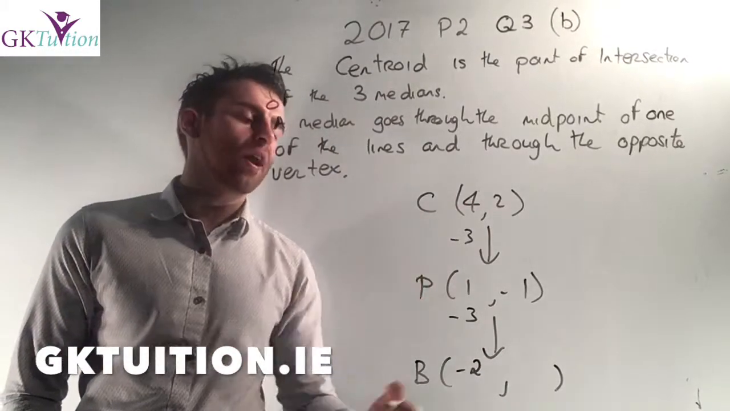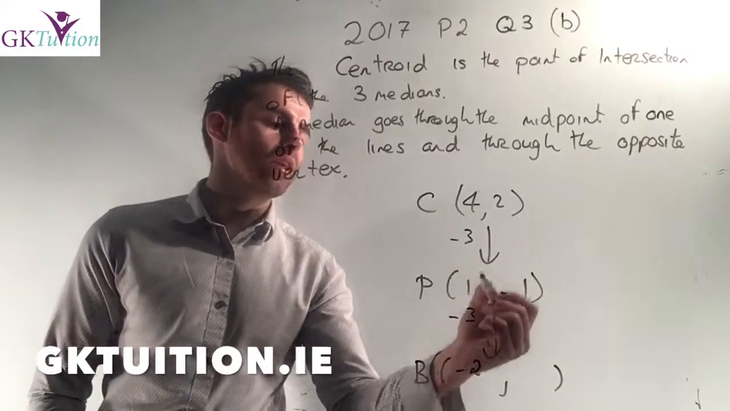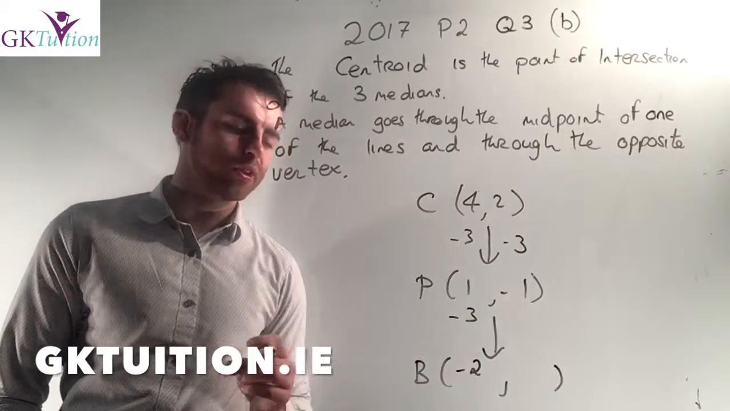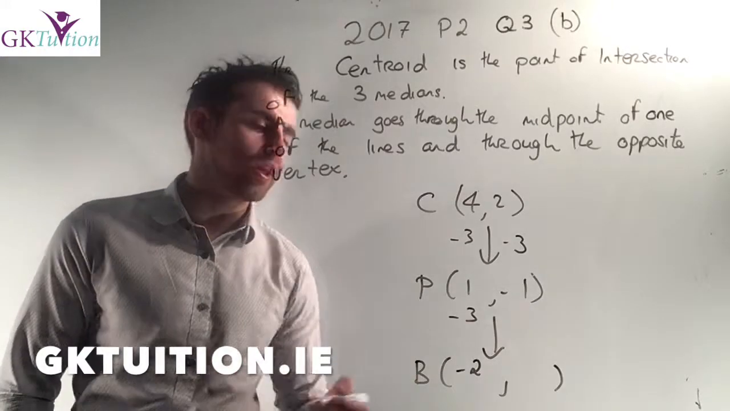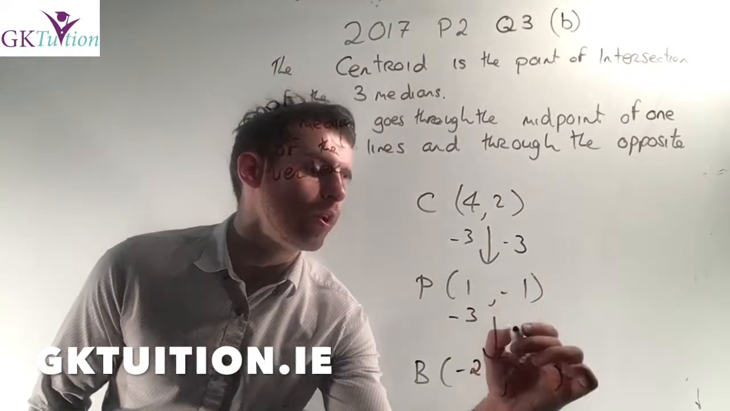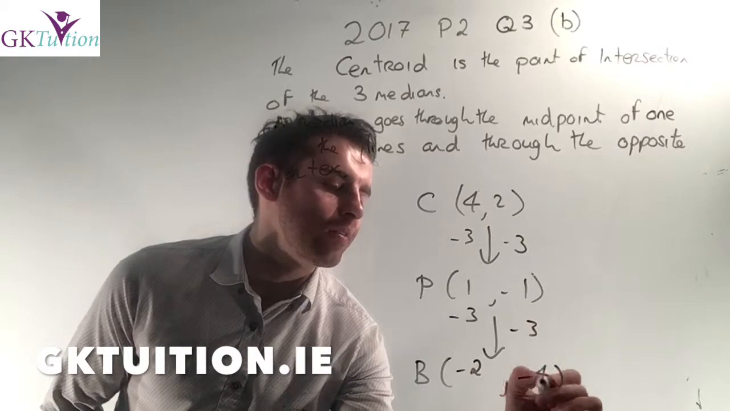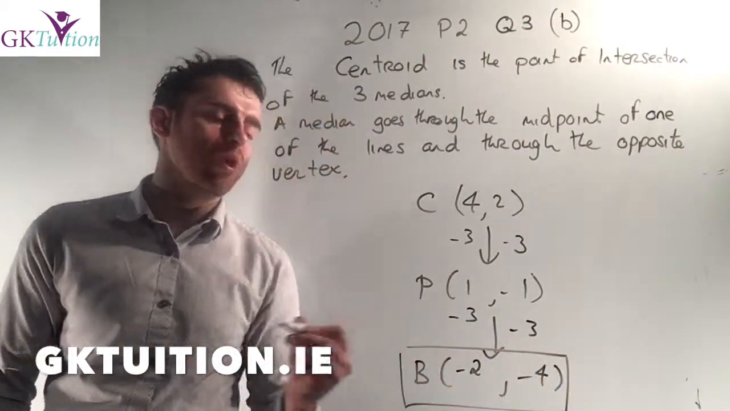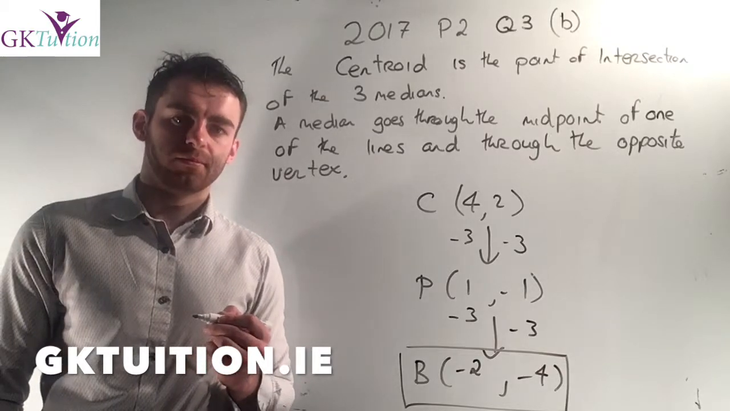Now if we look at our y values, to go from C to P, I must have subtracted minus 3, because 2 minus 3 gives me minus 1. So I need to do the same thing to the y value. So minus 1, I subtract minus 3, and that gives me minus 4. So my final answer there is just that B is the coordinate minus 2, minus 4.